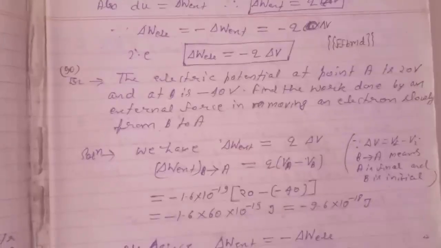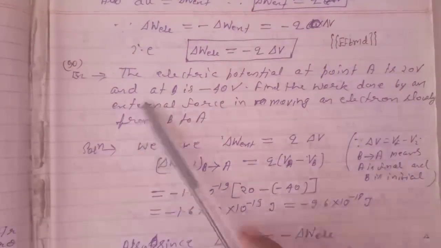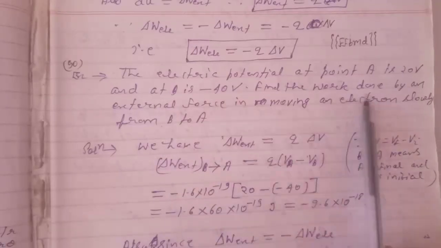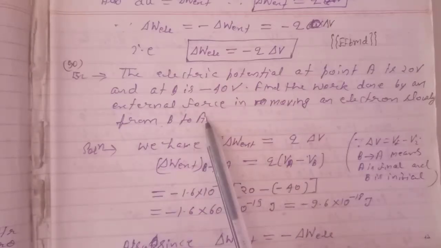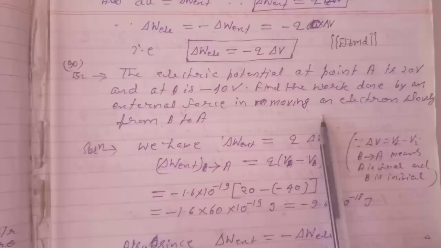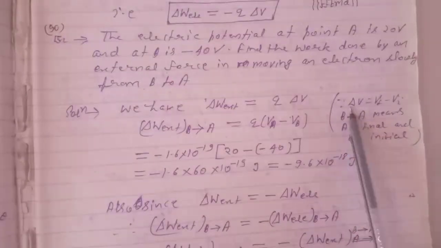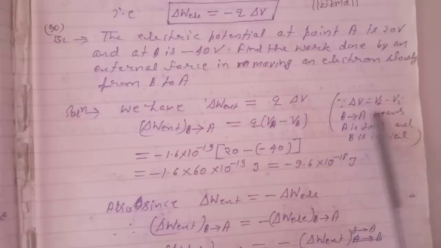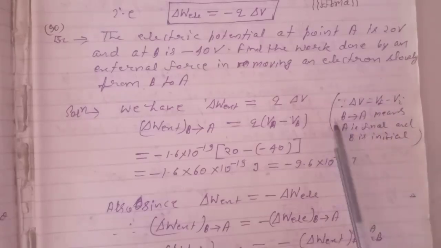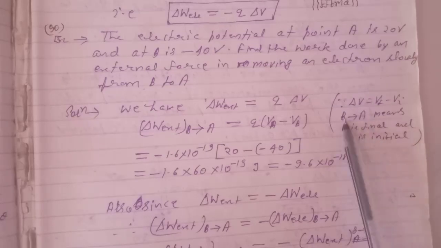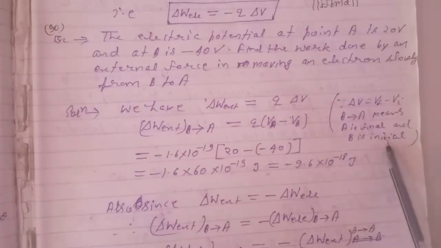Now the next problem will be based on these formulas. Here an example is given: the electric potential at point A is 20 volt and at B is minus 14 volt. Find the work done by an external force in moving an electron slowly from B to A. So we have delta W external equals q into delta V. Here delta V means final minus initial, so Vf minus Vi, and we are moving the charge from B to A, so A is final and B is initial.